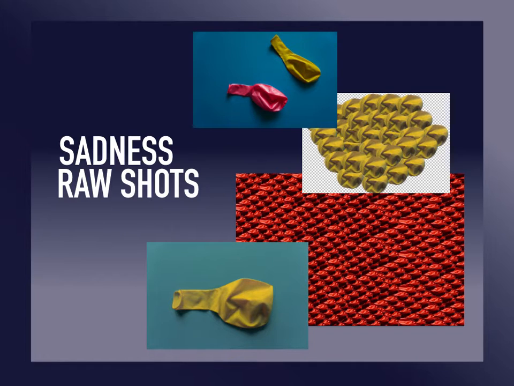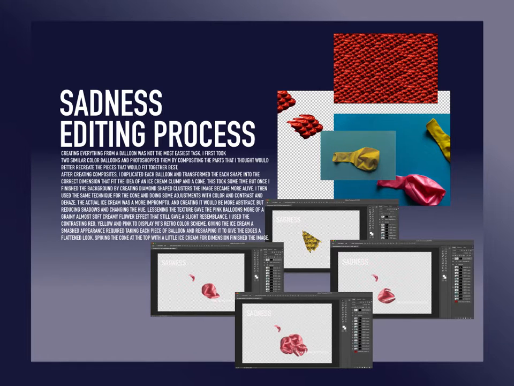So some of the raw shots that I had were just different colored balloons, and compositing them and grouping them together. And once I started doing that in Photoshop, it became easier to take those pieces apart and recreate this idea of having a dropped ice cream cone on a floor, but then giving it this retro 90s kind of feel, with an updated appeal in terms of what I could do in Photoshop.